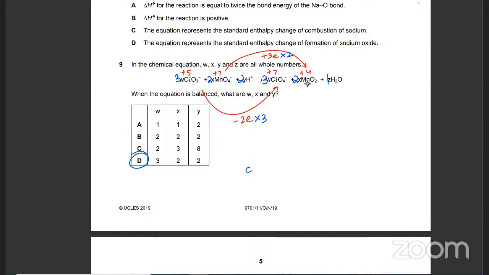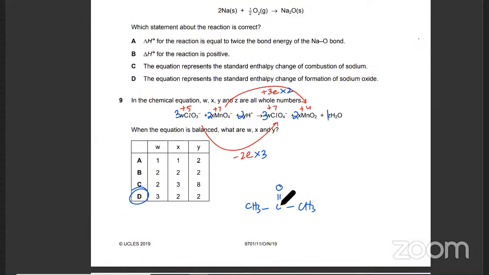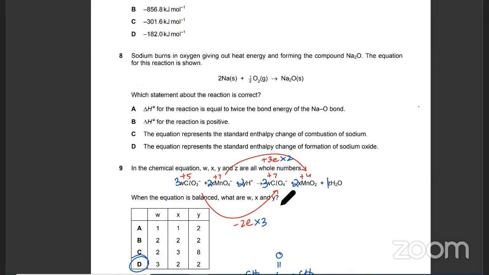But remember, you can't do this exactly for organic molecules, especially the more complicated ones, because it's harder to figure out the oxidation states of carbon. Every carbon would be different. Some would be bonded to oxygen, some would be bonded to hydrogens.